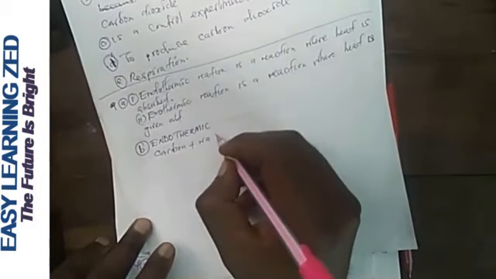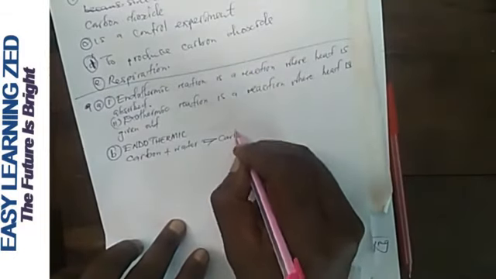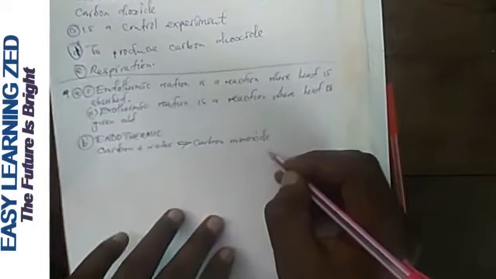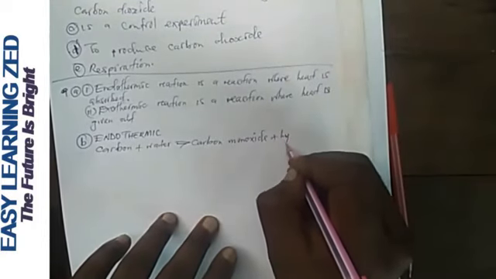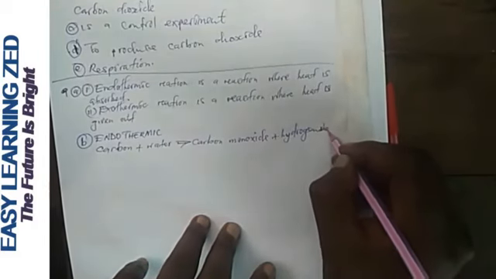The reaction of carbon plus water gives you carbon monoxide plus hydrogen gas, and heat will be absorbed. That will be absorbed in an endothermic reaction.